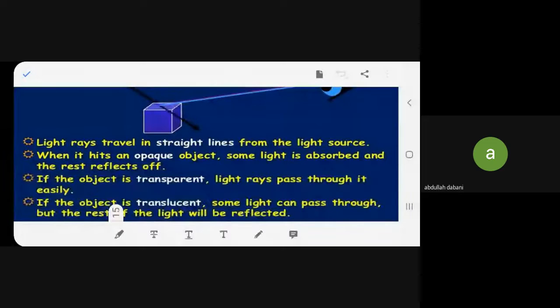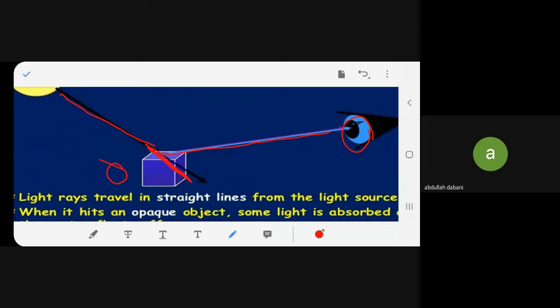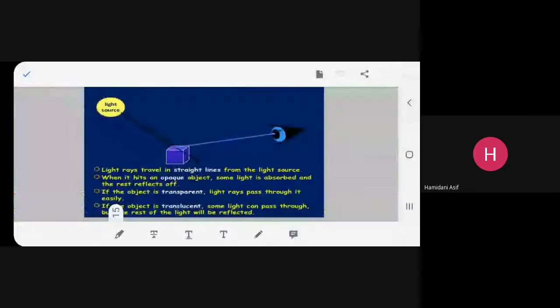Now what they are saying is that when the light hits an opaque object, some light is absorbed. See here. For example, I take this as an opaque object. Some is absorbed and some gets reflected. When it is reflected, where is it going? To the eye. Where is this reflected ray going? It is going to the eye. Then only I can see the object. Agree?